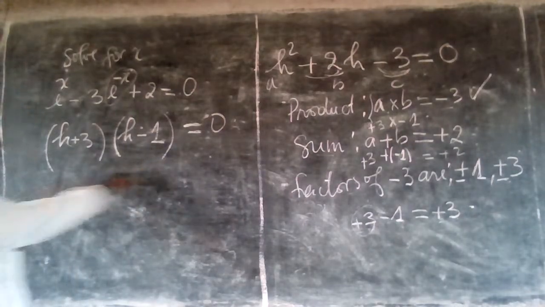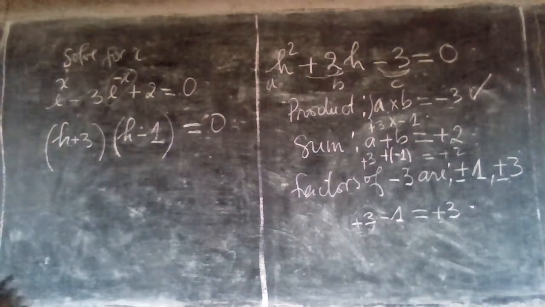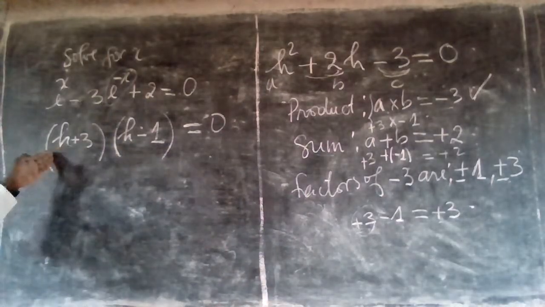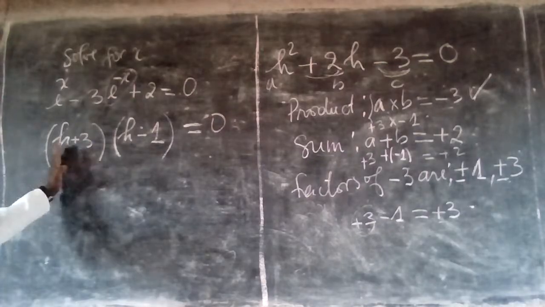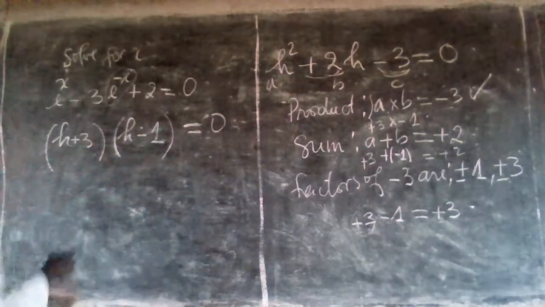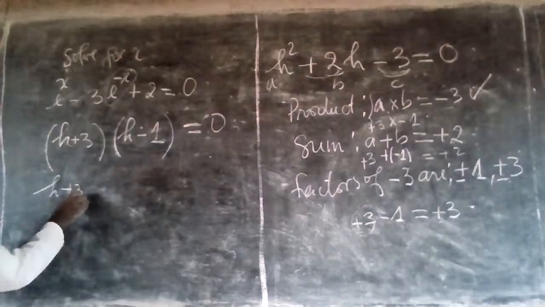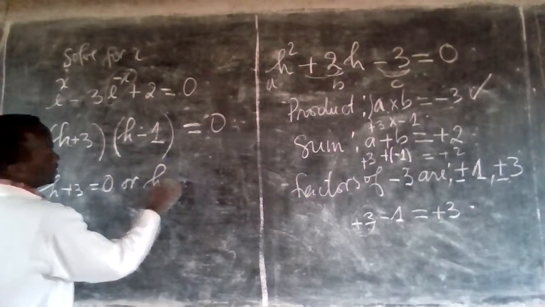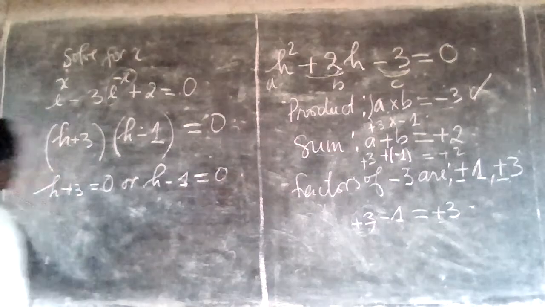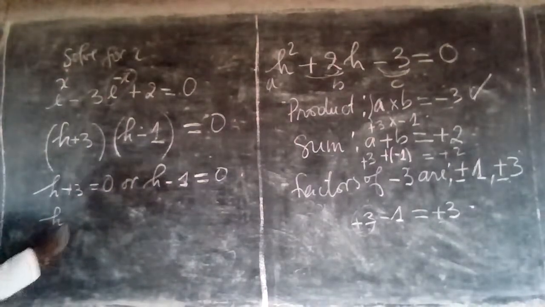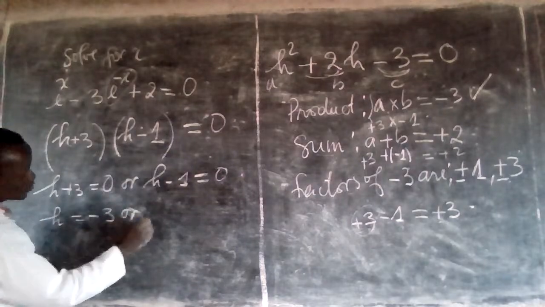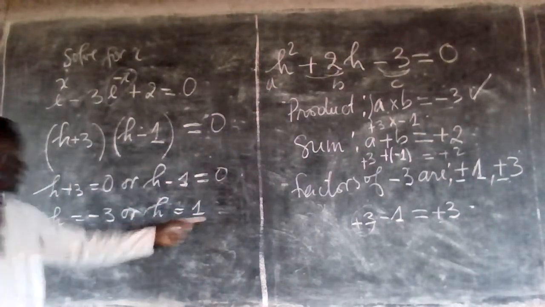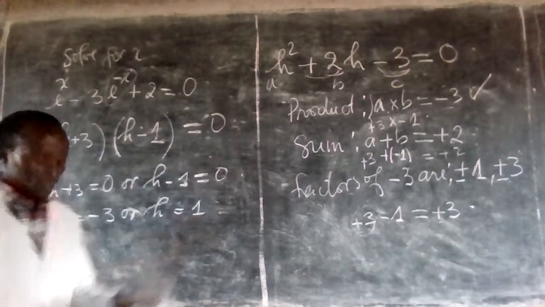I'm going to show you this a simple way. You have to take those numbers and, to the left of that number, you have to put what you are factorizing, that h. Now finally, h plus 3 is equal to 0. These are the factors. Or h minus 1 is equal to 0. h will be equal to minus 3, or h will be equal to 1. Now, this is how to do this quadratic equation.